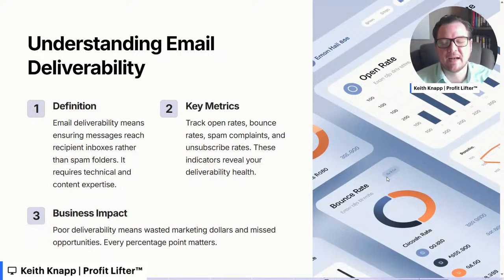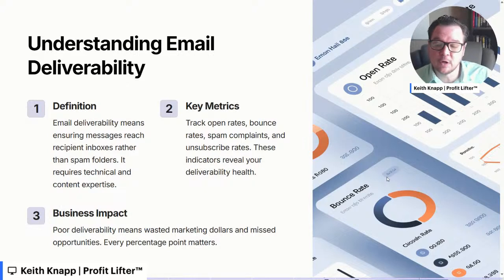So let's start by understanding email deliverability. Email deliverability means ensuring the message actually gets to the inbox rather than hitting spam. Nothing is more frustrating than spending hours crafting the perfect email, the perfect campaign, all the automations, just for it to end up in a spam box. That's a terrible experience for you and your leads, and the people who need your services are missing what's going on. So it requires technical and content expertise to make this happen. But we're going to show you what this looks like, what you need to be paying attention to, and some of the things that you could be doing right now to beef up your email deliverability.